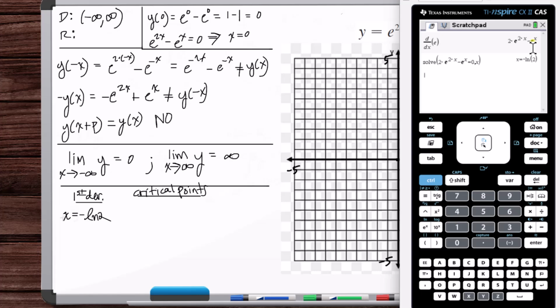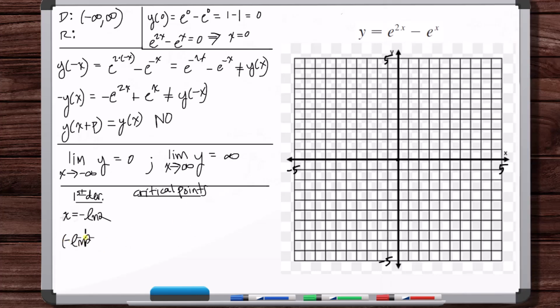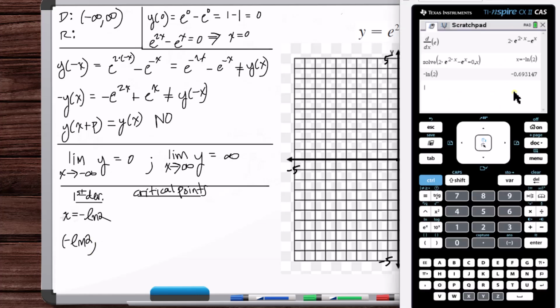Okay, so all right. What is minus natural log of 2? Is that a negative number? Because I know logarithms are. Yeah. Okay, so what point is this? This is minus natural log of 2, and then if we put that into the function, so e with x equal to minus natural log of 2, we get minus 1/4.